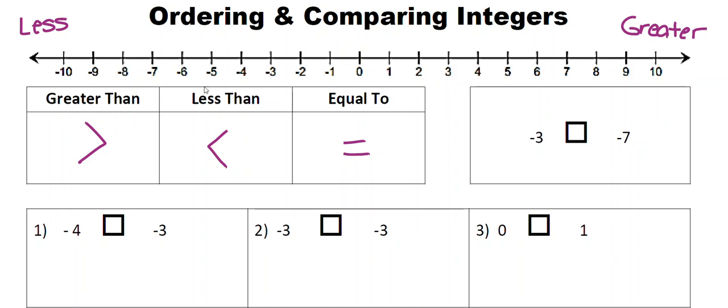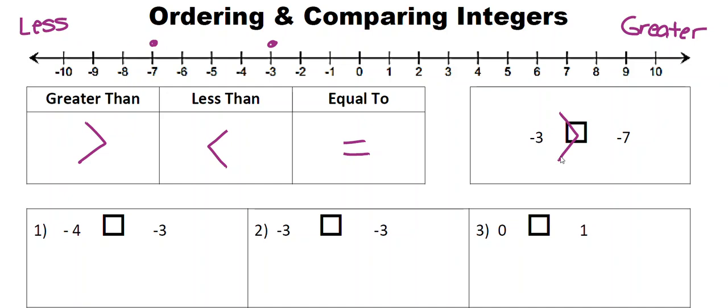So if I have the number negative 3 and I have the number negative 7, technically, negative 3 is greater because it's closer to the right, and the further left number would be less. So this symbol should go that direction. Negative 3 is greater than negative 7.